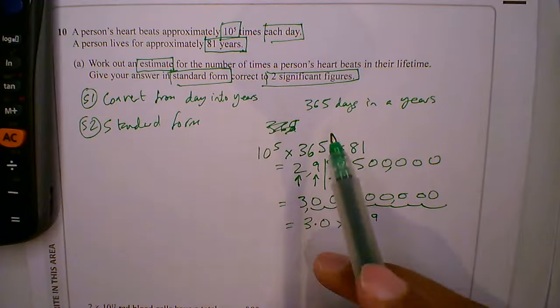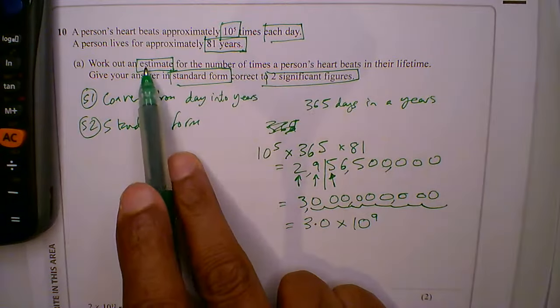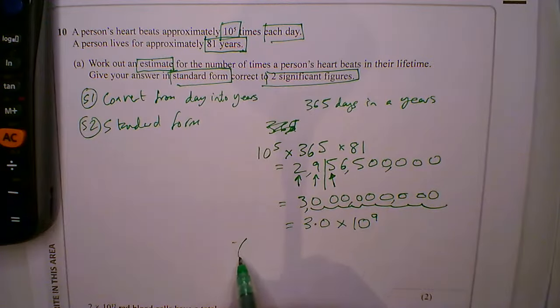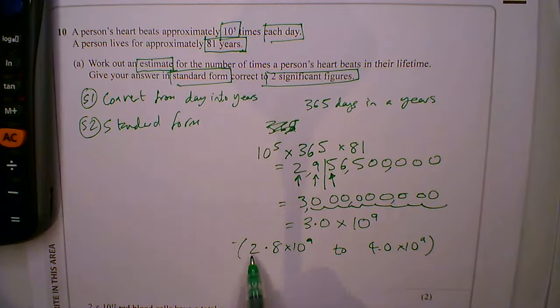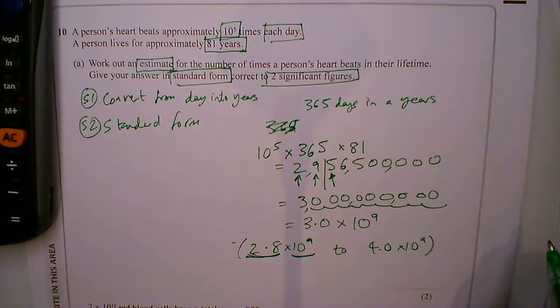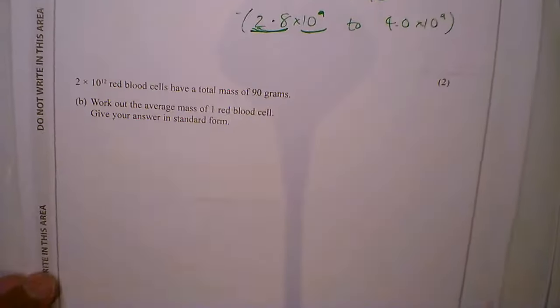Now, because along the way of this working out, you can do rounding, estimating, for the marks, you can have an answer from 2.8 times 10 to the power 9 to 4.0 times 10 to the power 9. So if you have anything in between that, you are okay. So the key thing to highlight is you need to have this 2 significant figures, so 2.8, 3.1, something like that, and then a power of 10. Hope that's clear. So that question is worth 2 marks. Let's go to part B.